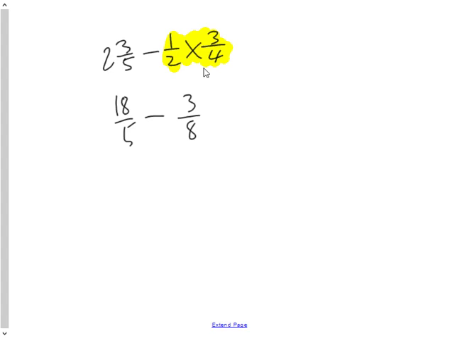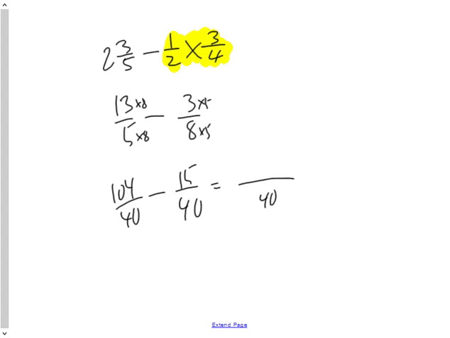Oh, I made a mistake. It's 13/5. Thank you very much. See, I made my first mistake of my life. 13/5, take away 3/8. Common denominator is 40. Equivalent fractions, since we're subtracting, will be 104 and 15. Multiply both by 8 and 5. Keep your denominator and subtract your numerators. 104 take away 15 is 89/40. 89/40ths is 2 and 9/40ths, that's your final answer.